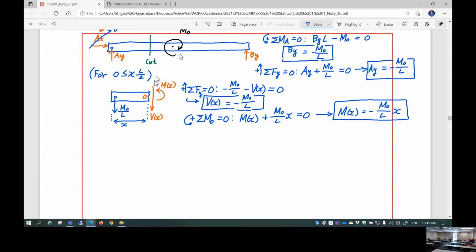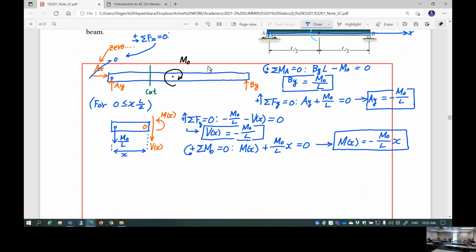And then let's just stop here. So as you come back on Thursday, we are going to introduce another cut and find out, in the range from half L to L, what is the internal shear and internal moment as a function of x. Then after that, try to draw the shear and moment diagram. So let's just stop here, make sure I save it.